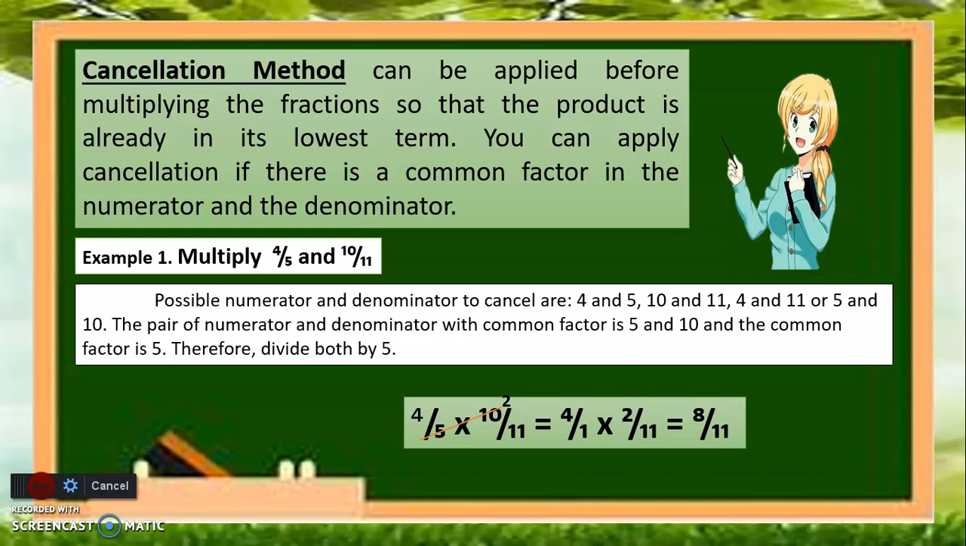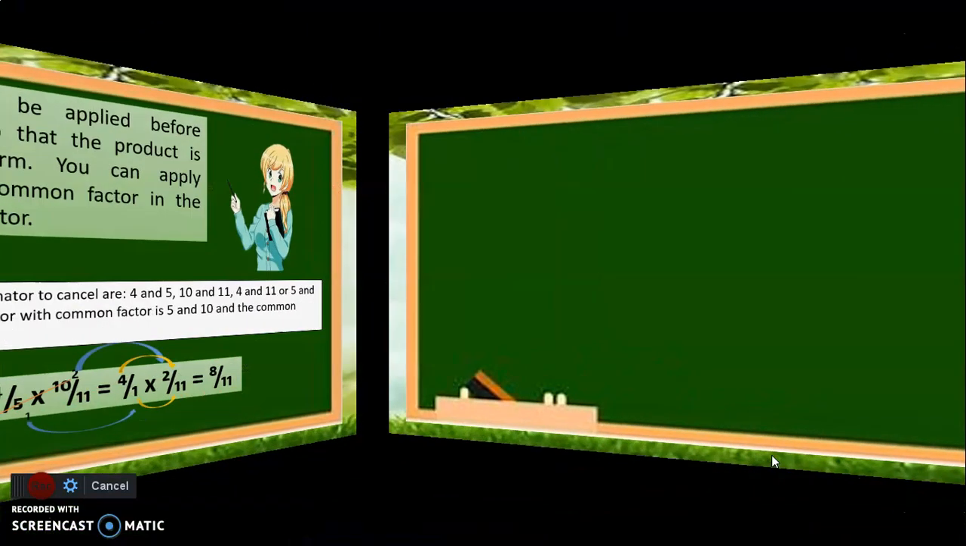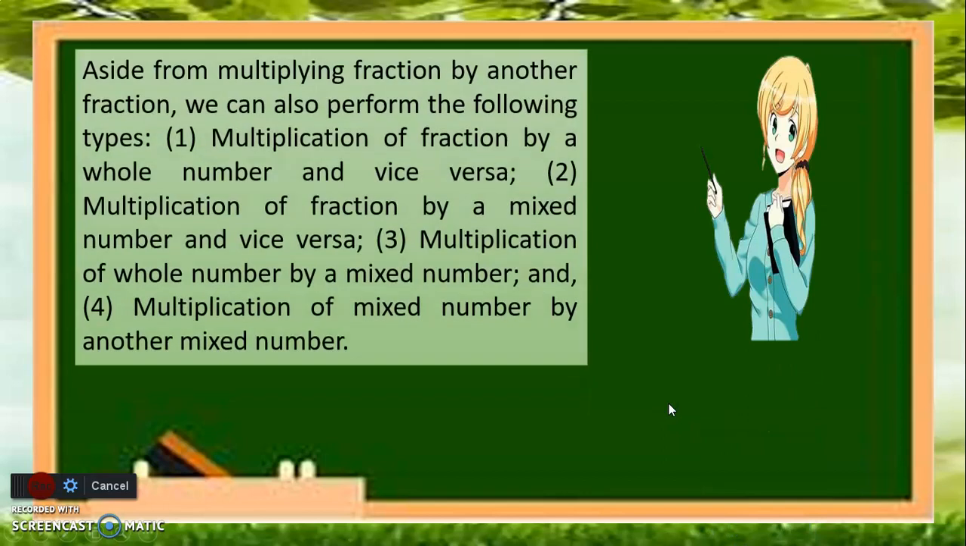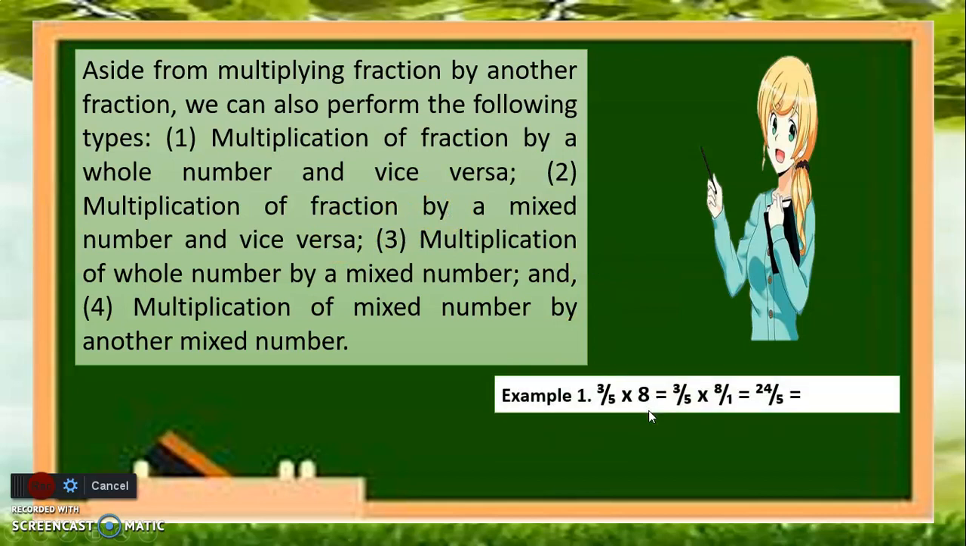10 divided by 5 is 2, and 5 divided by 5 is 1. The new numerator of 11 is 2, and the new denominator of 4 is 1. So multiplying 4 times 2, you have 8, and 1 times 11, you have 11. Therefore, 8 over 11. So aside from multiplying a fraction by another fraction, we can also perform the following types: multiplication of a fraction by a whole number and vice versa, multiplication of a fraction by a mixed number and vice versa, multiplication of whole numbers by a mixed number, and multiplication of a mixed number by another mixed number.